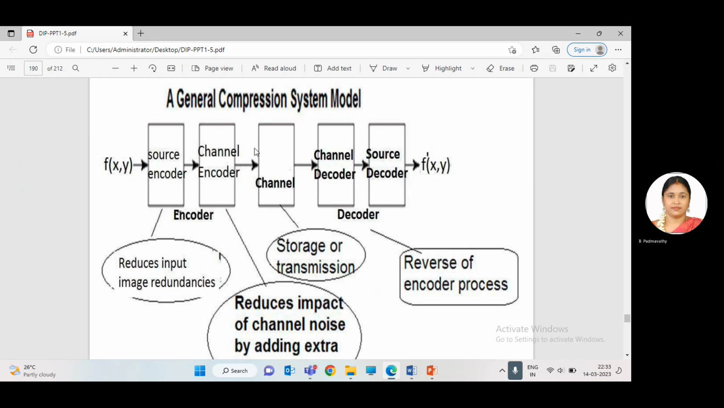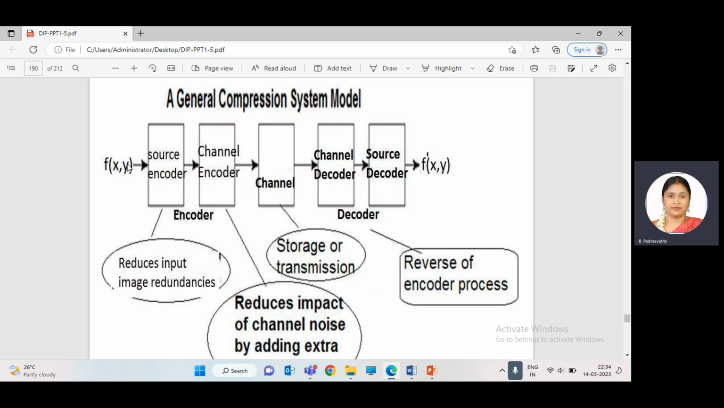So here we can take f of x comma y, which is an input image, which is fed into the encoder, which creates a set of symbols from the input image. After the transmission over the channel, the encoded representation is fed into the decoder, where the reconstructed image, called f dash of x comma y or f cap of x comma y, is generated. In general, f cap of x comma y may or may not be an exact replica of f of x comma y. It may be the same or it may not be the same.